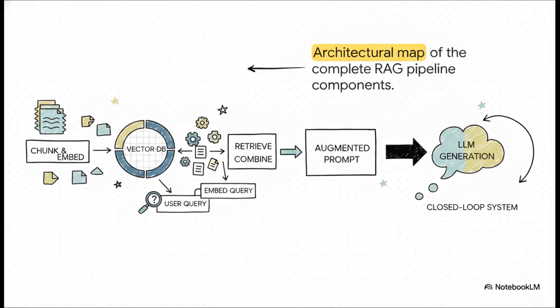That's the setup. Then the cycle shifts over to the user. When a user actually makes a query, we mathematically embed their question so we can find a semantic match in our database. We retrieve those relevant document chunks, combine them tightly with the user's question into what we call an augmented prompt, and finally, we pass that complete context-rich package over to the LLM to generate the final answer. It's a beautiful, continuous loop.